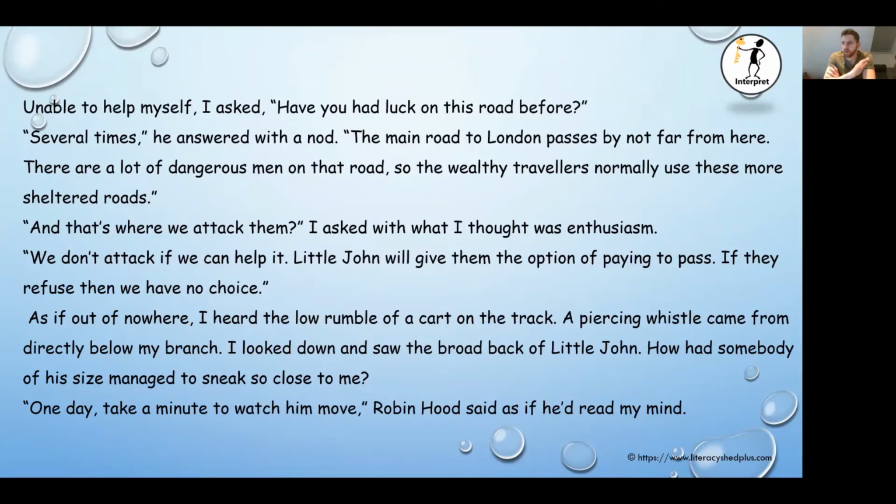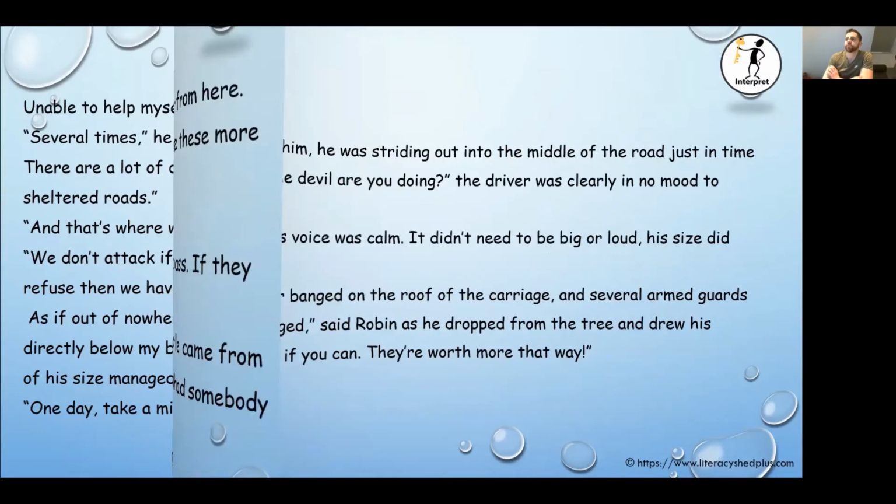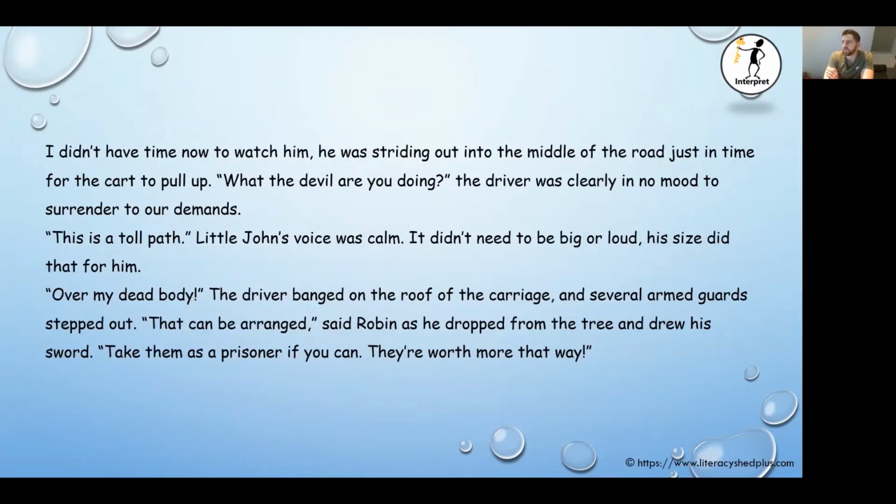As if out of nowhere, I heard the low rumble of a cart on the track. A piercing whistle came from directly below my branch. I looked down and I saw the broad back of Little John. How would somebody his size manage to sneak so close to me? One day, take a minute to watch him move, Robin Hood said, as if he'd read my mind. I didn't have time now to watch him. He was striding out into the middle of the road, just in time for the cart to pull up.